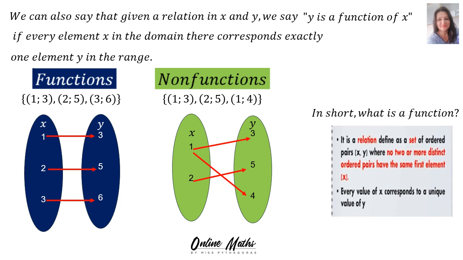It is a relation defined as a set of ordered pairs x and y where no two or more distinct ordered pairs have the same first element x. Or in short, every value of x corresponds to a unique single value of y.